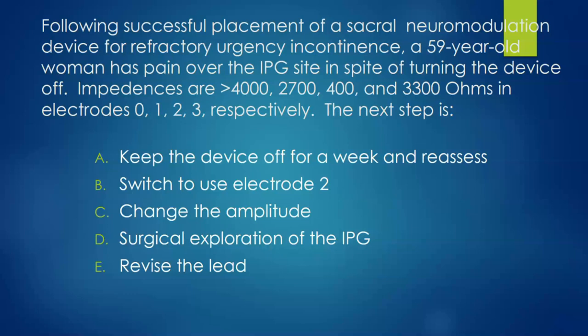Following successful placement of a sacral neuromodulation device for refractory urgency incontinence, a 59-year-old woman has pain over the IPG site, which is the battery site, in spite of turning the device off. Impedances are greater than 4,000, 2,700, 400, and 3,300 ohms in electrodes 0, 1, 2, and 3, respectively. The next step is: keep the device off for a week and reassess, switch to use electrode number 2, which is the 400, change the amplitude of the setting, surgical exploration of the IPG site, or revise the lead.